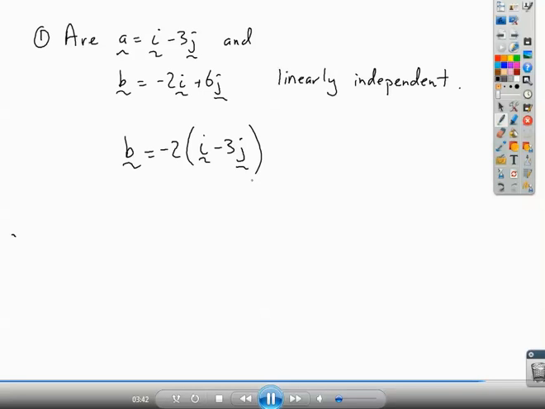I take out minus 2 as a common factor. What do you notice? i minus 3j is the same as A. So B is a linear combination of A. Therefore, these are not independent. These are linearly dependent vectors.